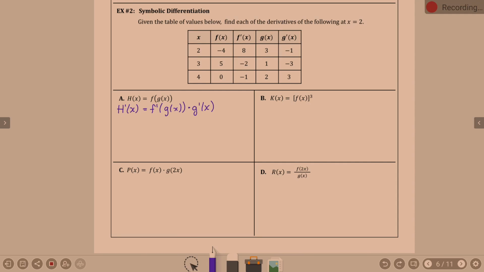Okay, so now I'm going to go ahead and fill in 2. So is it positive 2? Yeah. h prime of 2 is going to be f prime of g of 2 times g prime of 2. I like to fill in my inside pieces. g of 2 is, what'd you say?